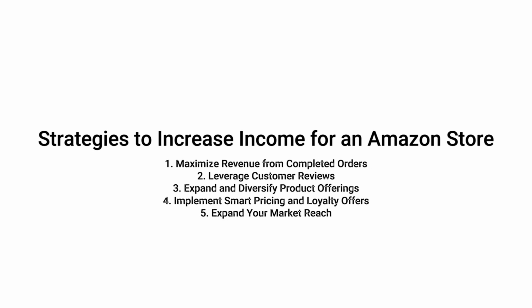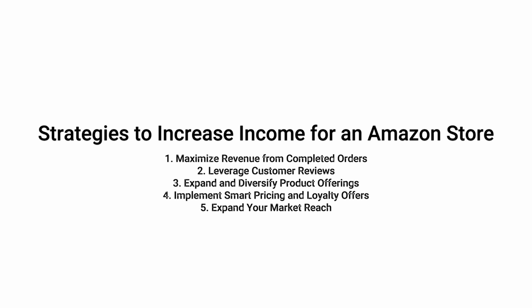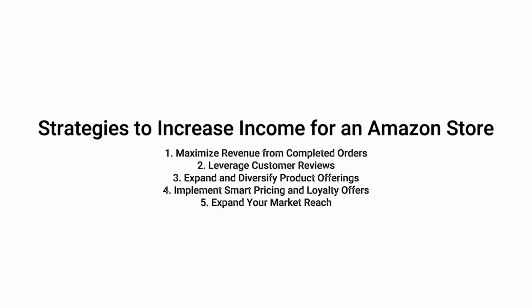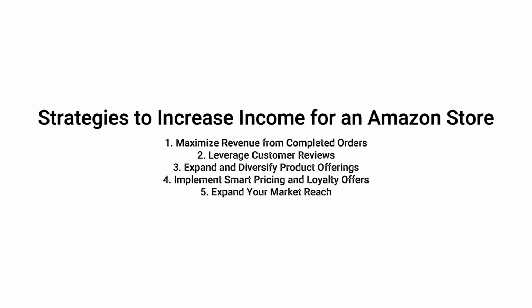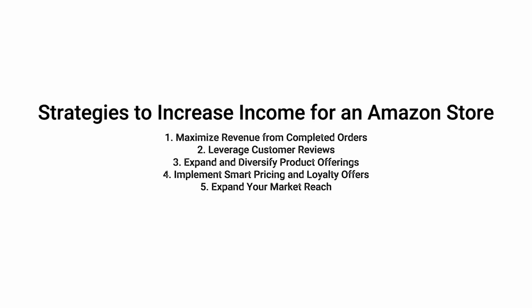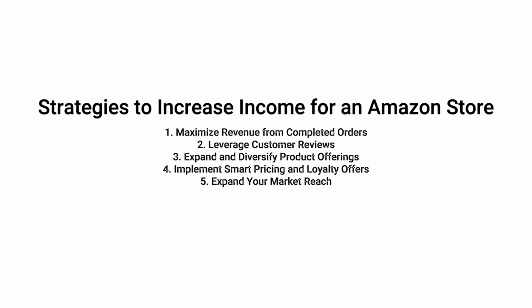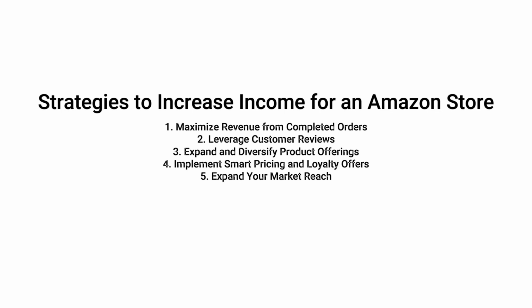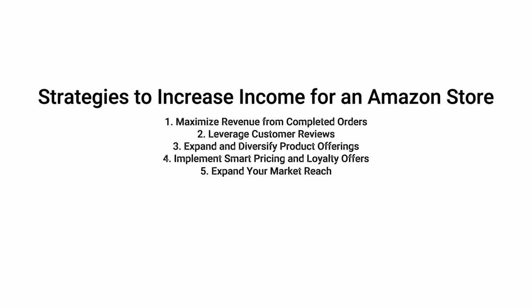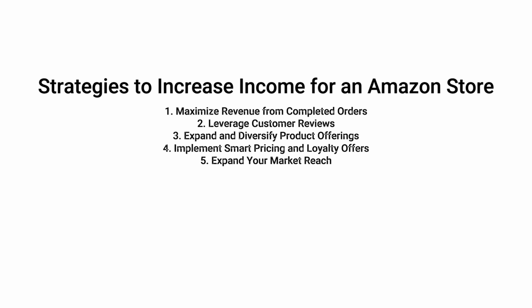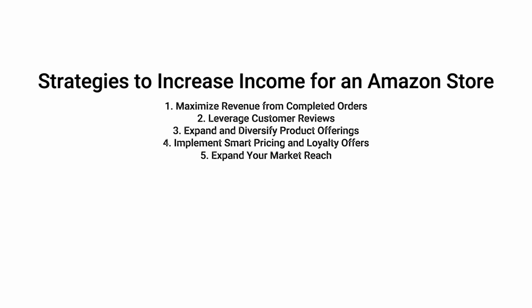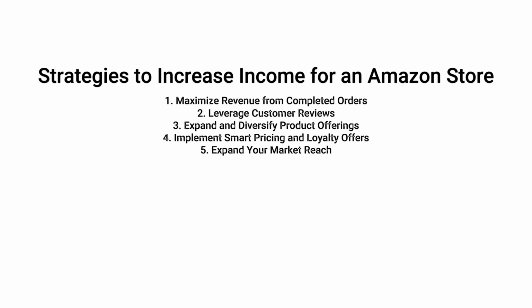3. Expand and diversify product offerings. Increase product catalog. Broaden your product range to attract a wider customer base and meet more of your audience's needs. Sell complementary products. Bundle or recommend related items, like washing machine covers with washing machines, or phone cases, screen guards, and camera lens covers for smartphones, to increase order value and provide convenience.